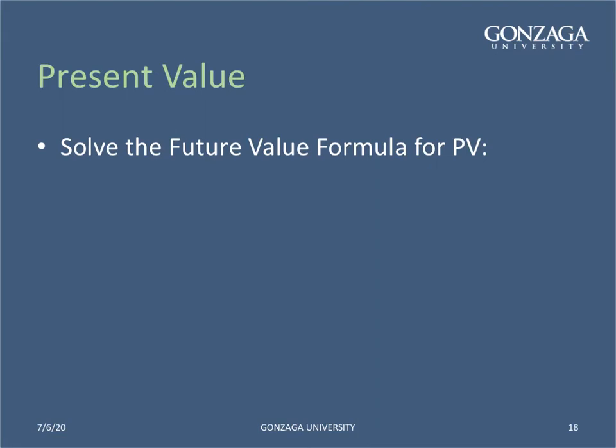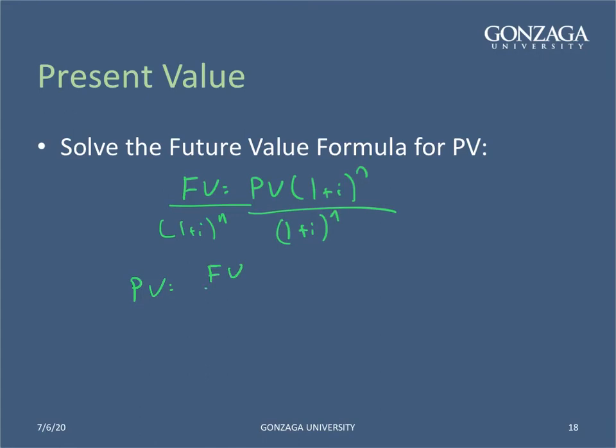So to kind of find the present value, we're going to just start with our future value formula: future value equals the present value times 1 plus our interest rate raised to the n. If we divide by 1 plus i to the n on both sides, we get our present value formula. And really, this piece here is what we use every time you get a payment.